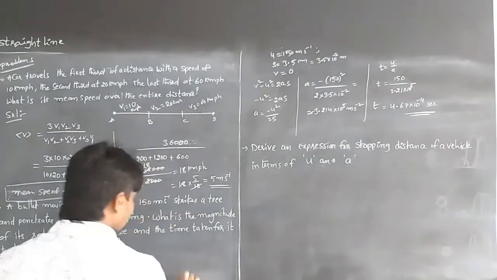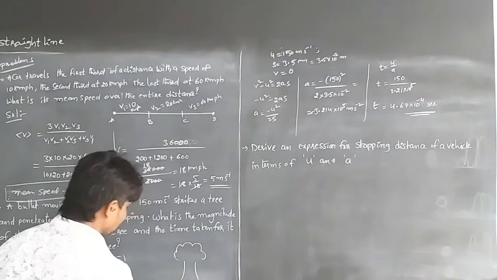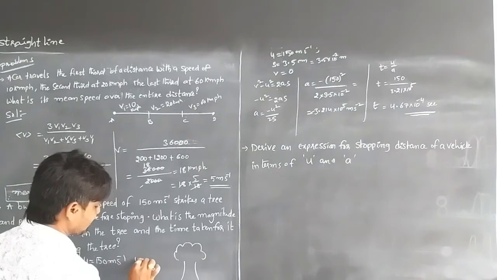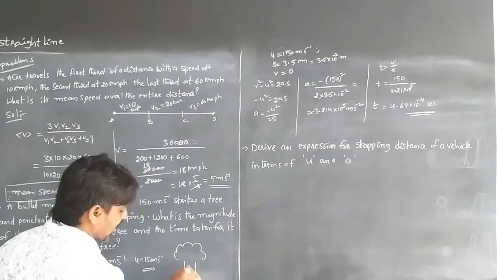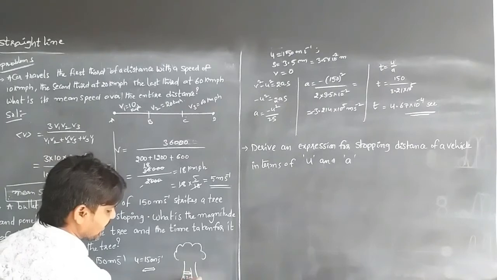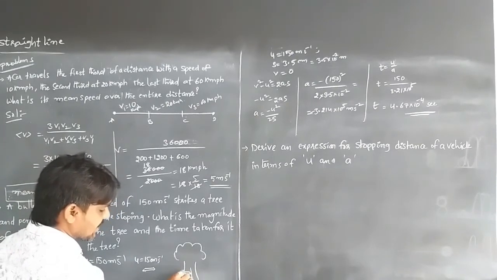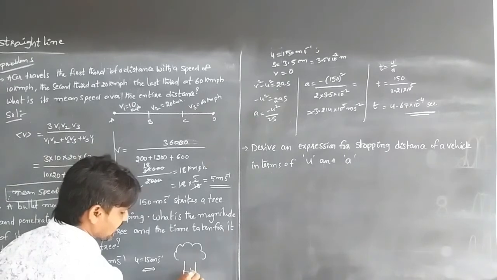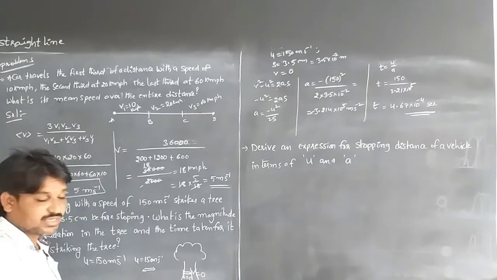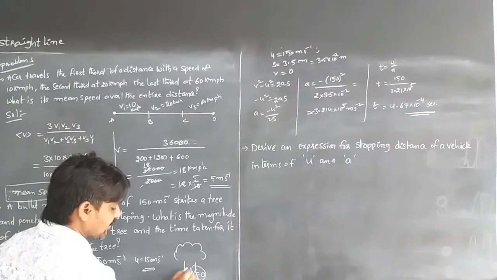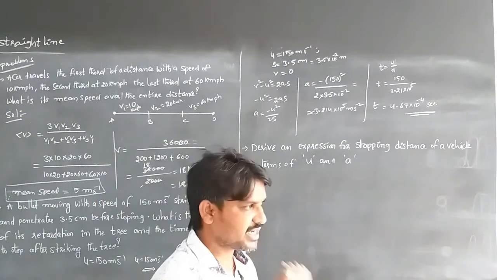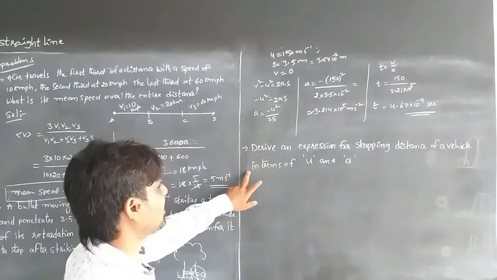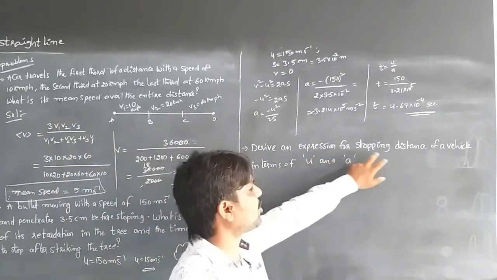Here, consider a tree. A bullet is started with initial velocity u equal to 150 meter per second. Then it penetrates through the tree and stops at a certain distance, that is 3.5 centimeter. From the start it penetrates and stops at some distance, so the final velocity v becomes 0. That is how we find the retardation, how much the velocity decreases after penetrating the body. Then another one: derive an expression for stopping distance.